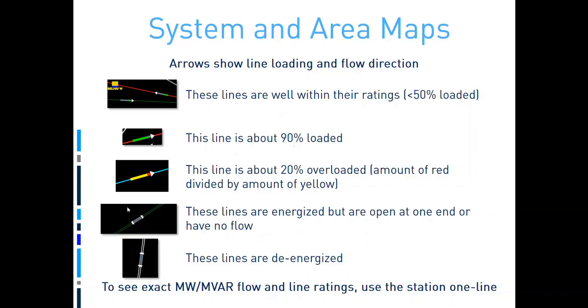There will be a couple of instances where you might see line flow arrows that are double-ended. If the transmission lines are colorized and the lines have a double arrow, that means that there's no flow on those lines. So either the line is open at one end or system conditions are such that the line is energized but there's just no flow. Whenever you see a double arrow with the lines white, these lines are de-energized.